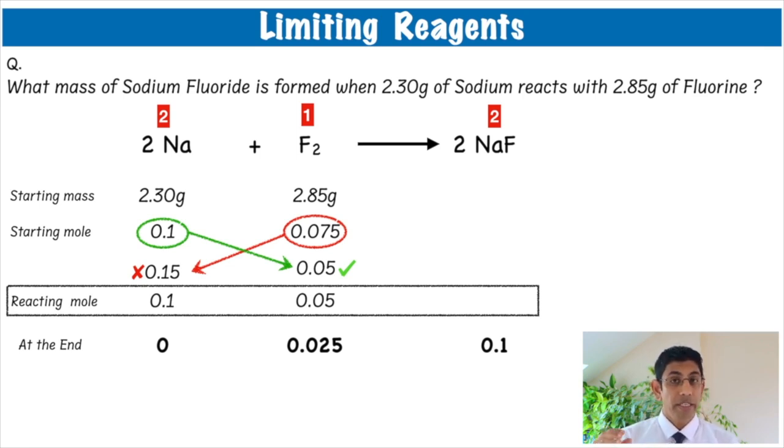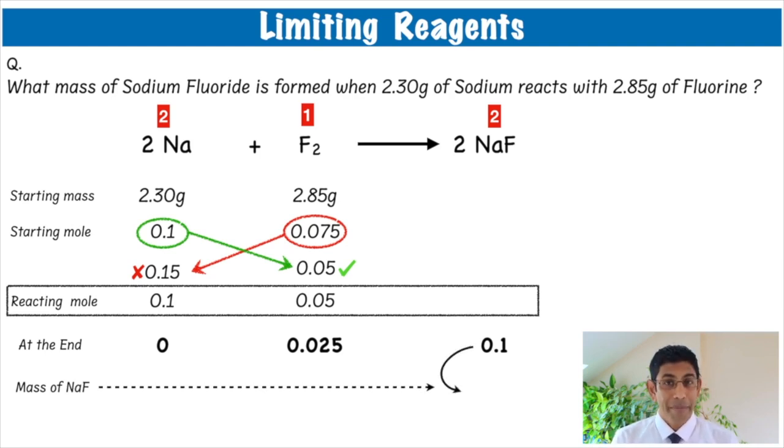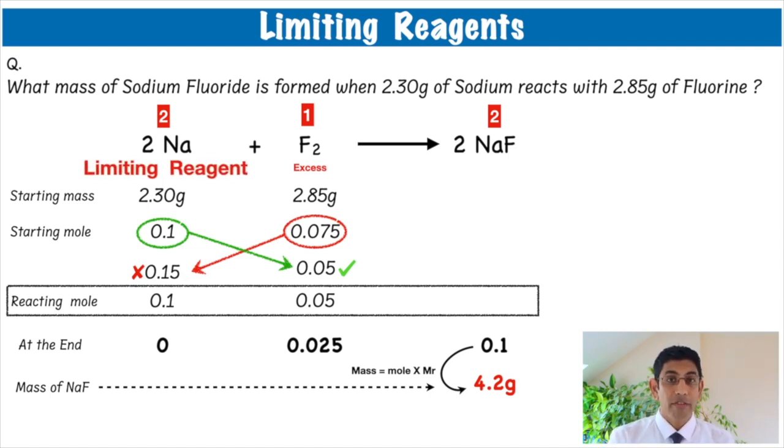The question was asking for the mass of sodium fluoride. Using mole equals mass over Mr, we can work out the mass of the sodium fluoride. In this case, it is 4.2 gram. So that is our answer. So if you look at this equation, here the sodium finishes first, and the fluorine is going to be in excess at the end of the reaction. And therefore, fluorine is our excess reagent, and the sodium is our limiting reagent.